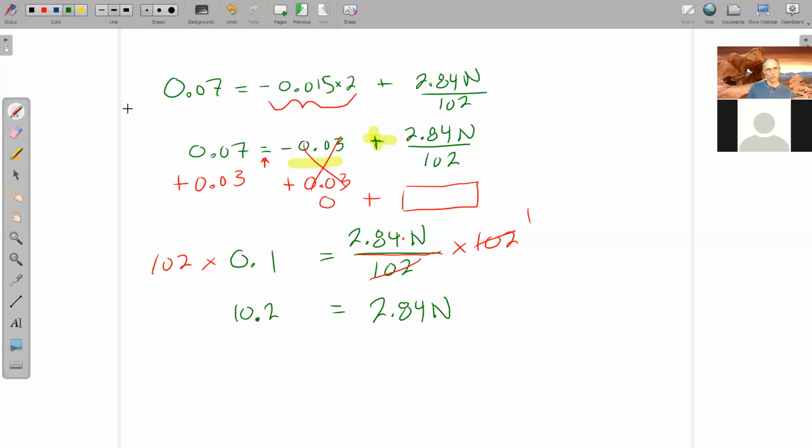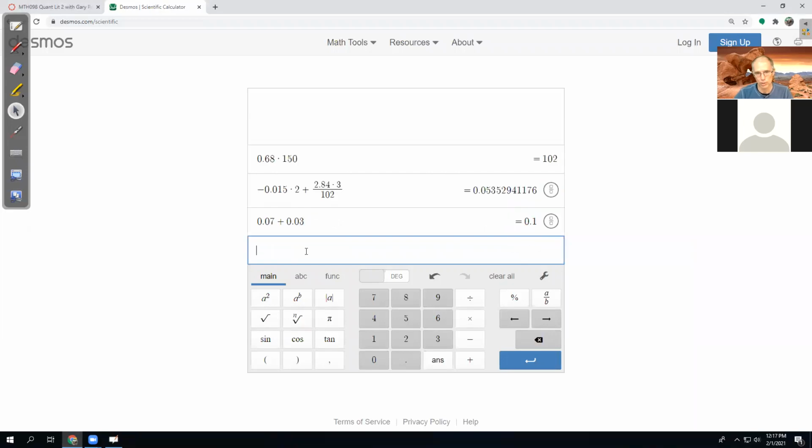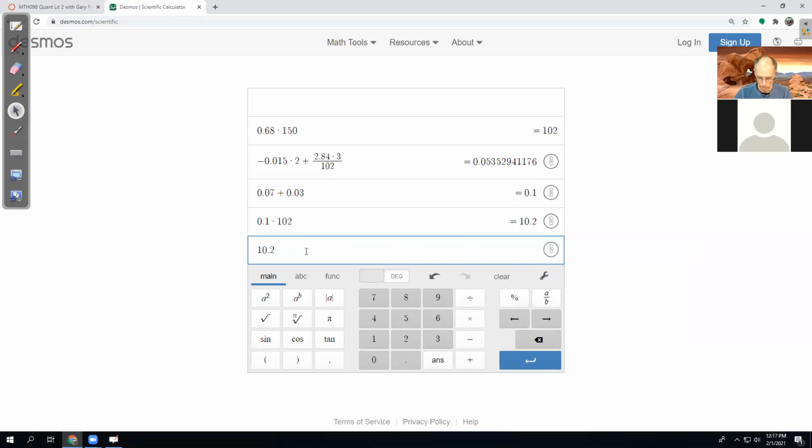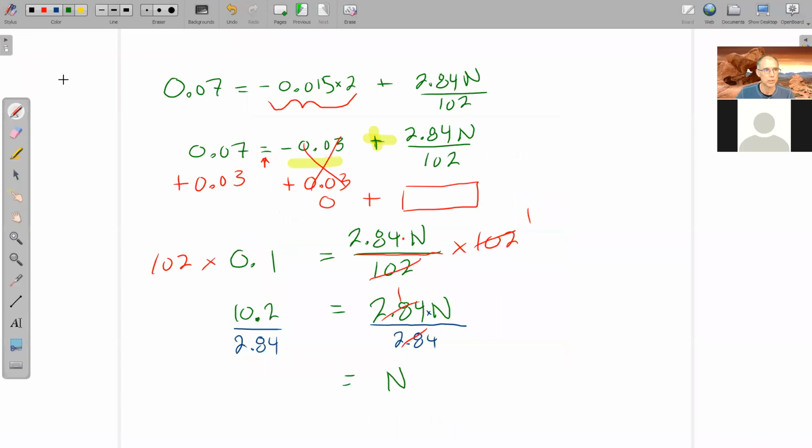Last step would be to divide to get rid of this multiplication by the 2.84. And again, the reason we do that is because a number divided by itself is 1. 1 times n is just n, 1n. On the other side, this time I need my calculator. So just to double check some of the things I did, I had to take 0.07 and add that to 0.03, and that's where I got the 0.1. Then I had to take 0.1 times 102, confirm that calculation, 10.2. And then now I'm taking that 10.2 and dividing by 2.84. Double check I typed that right in my notes. Yep, that looks like what I wrote in my notes.